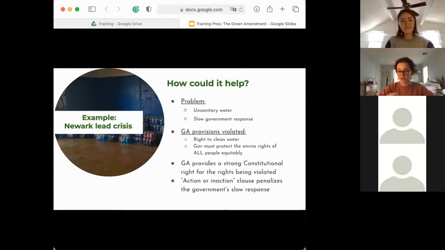Yeah, also you see at the bottom the inaction or action, and also the government must protect the environmental rights of all people equally. So obviously not all places have a lead crisis. This is showing an inequality of the environmental rights of the people of New Jersey. So the Green Amendment provides a strong constitutional right for the rights being violated here in this specific case. And like Ava pointed out, that action or inaction clause penalizes the government's slow response. So this would really help the community of Newark get over this lead crisis.